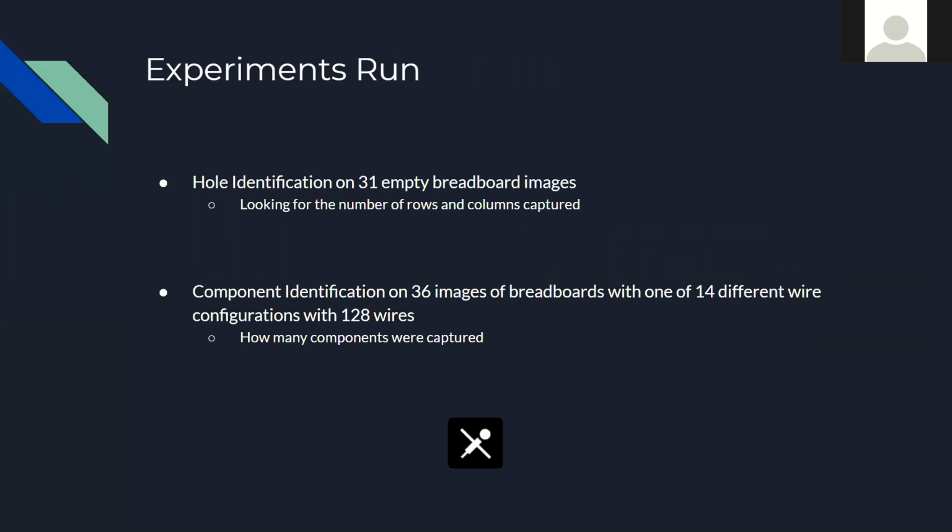We tested hole identification on 31 images of empty breadboards, and we were looking for the number of rows and columns that were correctly identified. For component identification, we tested the algorithm on 36 images of breadboards with 14 different configurations of wires, and we were also looking for the number of components that were correctly identified. With that, let's discuss our metric.